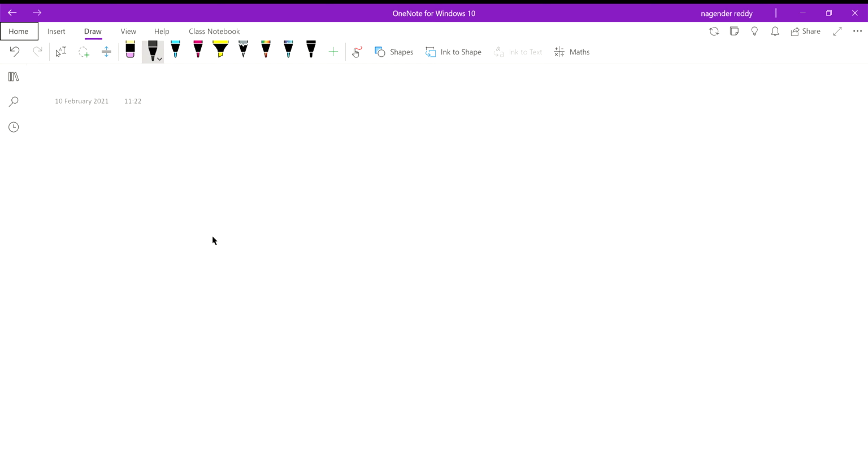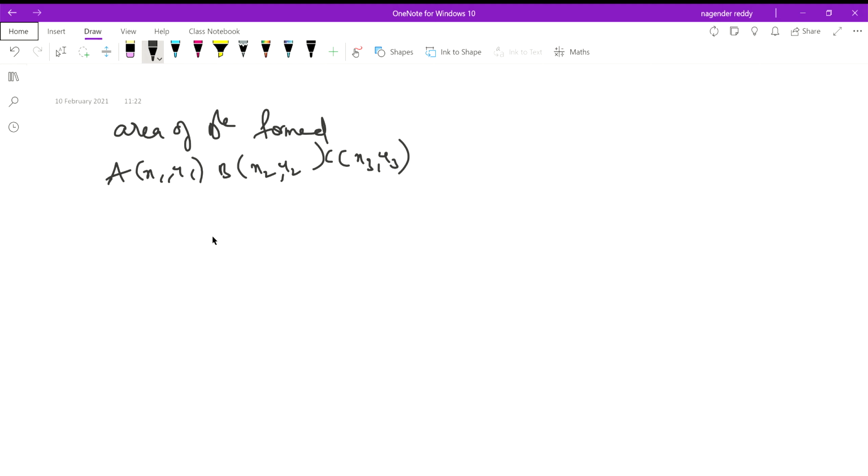Area of the triangle. We'll discuss the area of a triangle formed by A of x1 comma y1, B of x2 comma y2, and C of x3 comma y3. Suppose this is the triangle, so here we have A, B, C. The area of the triangle is denoted with a triangle symbol, and it is equal to 1 by 2. We have 1 by 2 base into height, but we are not going to do the derivation of the area of the triangle. I am just going with the formula.